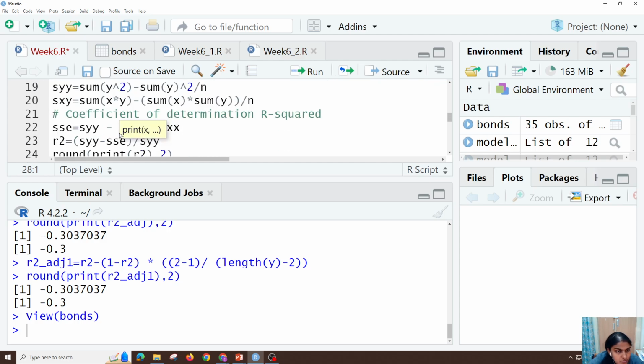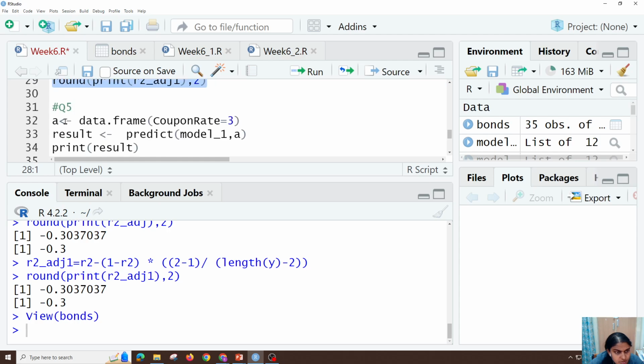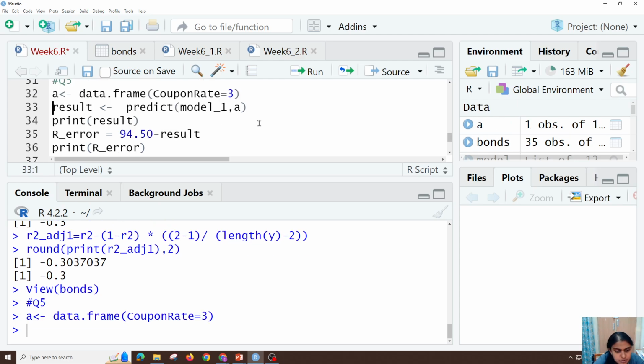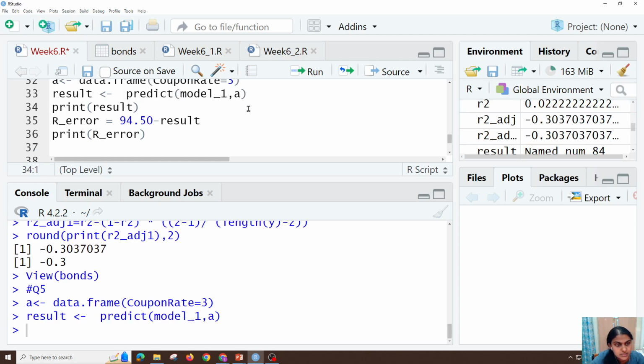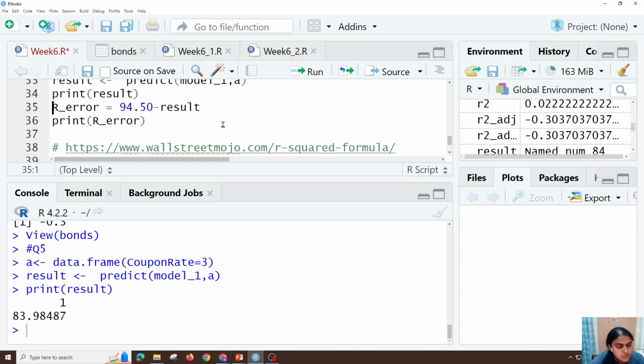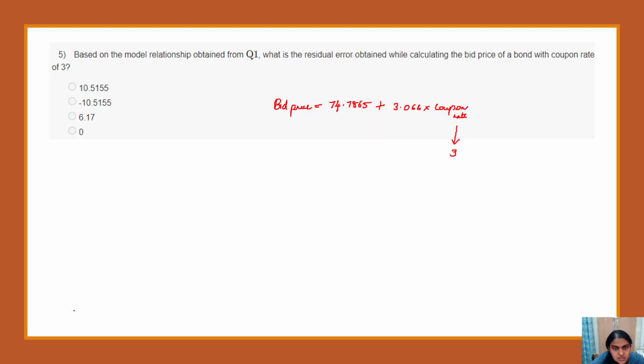For that, I am just putting in a new data frame, coupon rate equal to 3, and I am putting it in A. So A right now contains the coupon rate value as 3. And for result, I am putting predict. Model 1 is the model that we have fitted and A is the value that we are going to predict. When I put that, I'll print the result. So the result from the model is coming like this, 83.98487.